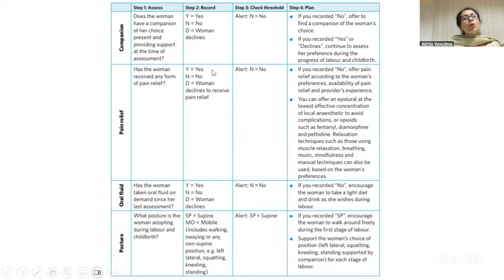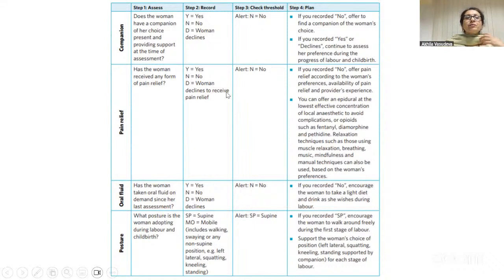But if you offer a companion in labor, I don't think any woman would say no, because that's all she wants. She wants someone to be with her all the time, and she's very happy if that person is somebody known to her, her mother, her sister, or her husband. Maybe 1% of women may decline companionship in labor. So whenever you're not offering it and they don't have a companion, it is an alert.